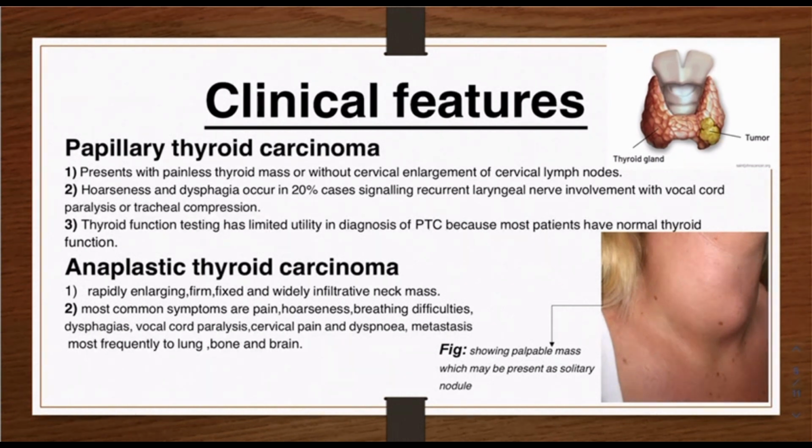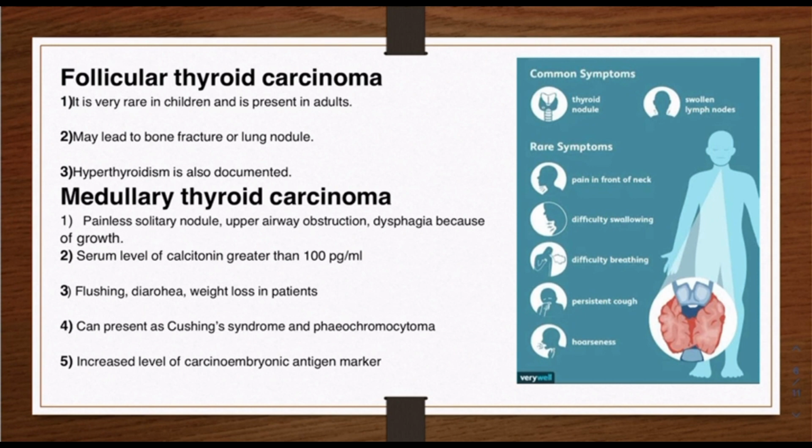Follicular thyroid carcinoma: it may lead to bone fracture or lung nodule. Hyperthyroidism is also documented. Medullary marker is seen. Follicular thyroid carcinoma: a painless neck mass is usually the presenting symptom. Large tumors can also lead to dysphagia or dyspnea. Hyperthyroidism is also documented in this case. Lastly, we have medullary thyroid carcinoma.